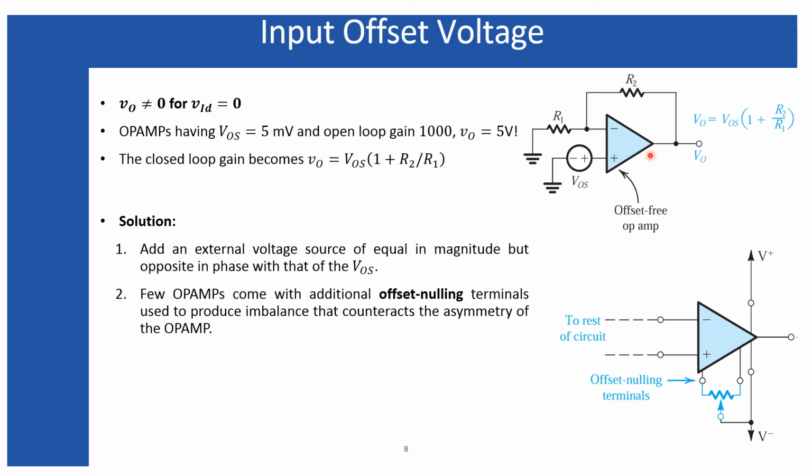Other than these, a few operational amplifiers are available where another two additional terminals are provided, and then a variable resistor is generally connected in between these two terminals, and by varying the variable resistor, the output offset voltage can be brought down to 0. And basically the variation of this variable resistor produces some imbalance within the circuit, so that actually counteracts the asymmetry of the operational amplifier, and by doing that you can bring the output voltage down to 0.